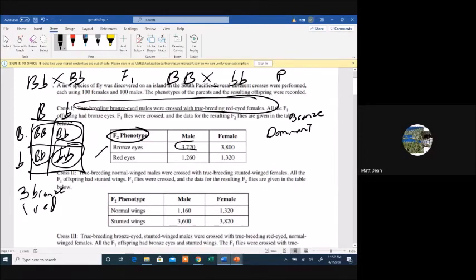First of all, notice males and females have about equal numbers of bronze eyes, and males and females have about equal numbers of red eyes. Again, good clue that this is probably autosomal.